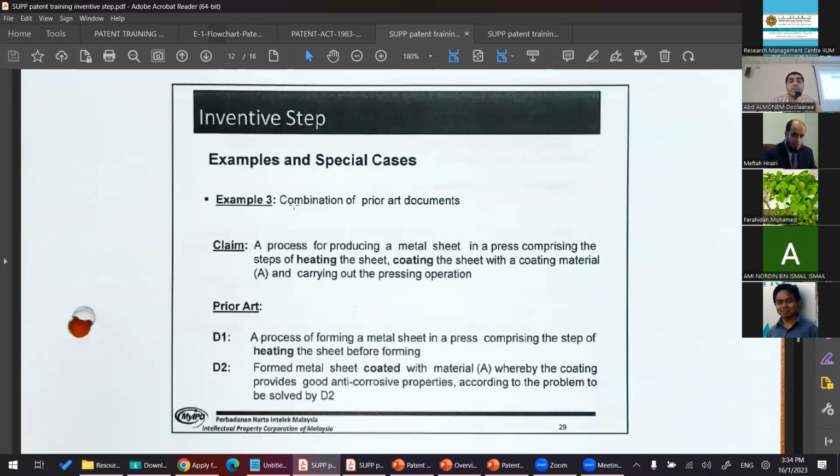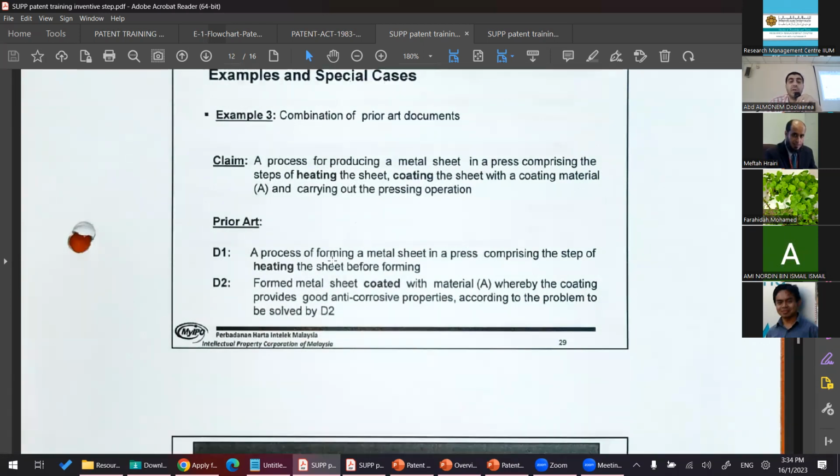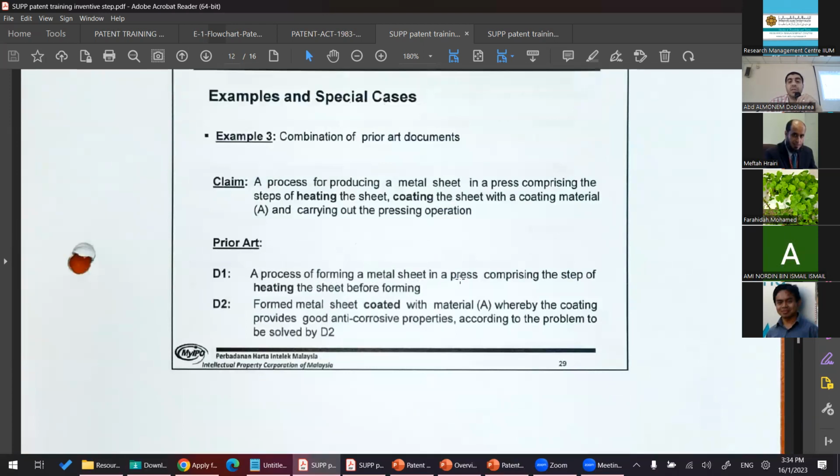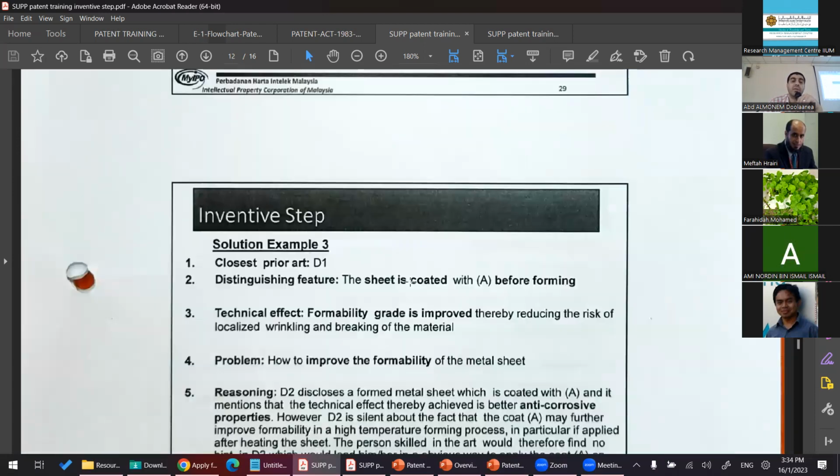Example and special case, combination of prior arts: a process of producing a metal sheet, in a process comprising the steps of heating the sheet, coating the sheet with the coating material, and carrying out the pressing operation. This is a process claim. Document 1: a process of forming a metal sheet in a press comprising the steps of heating the sheet before forming. Document 2: a formed metal sheet coated with material whereby the coating provides a good anti-corrosive property, according to the problem to be solved in document 2. So these are 2 prior arts.